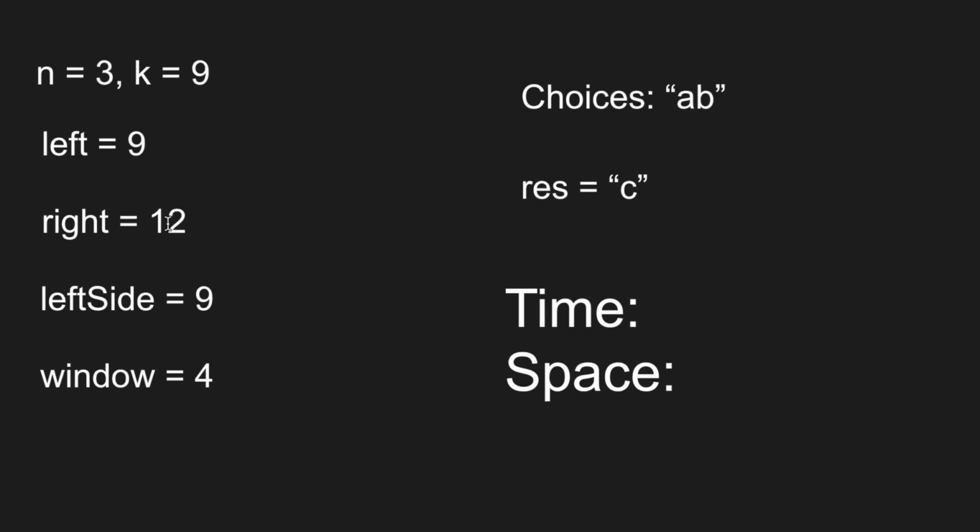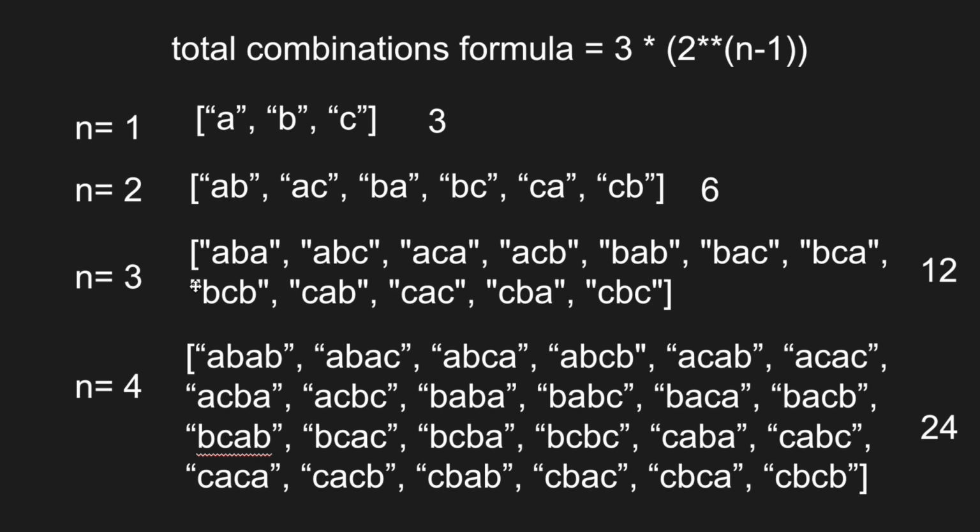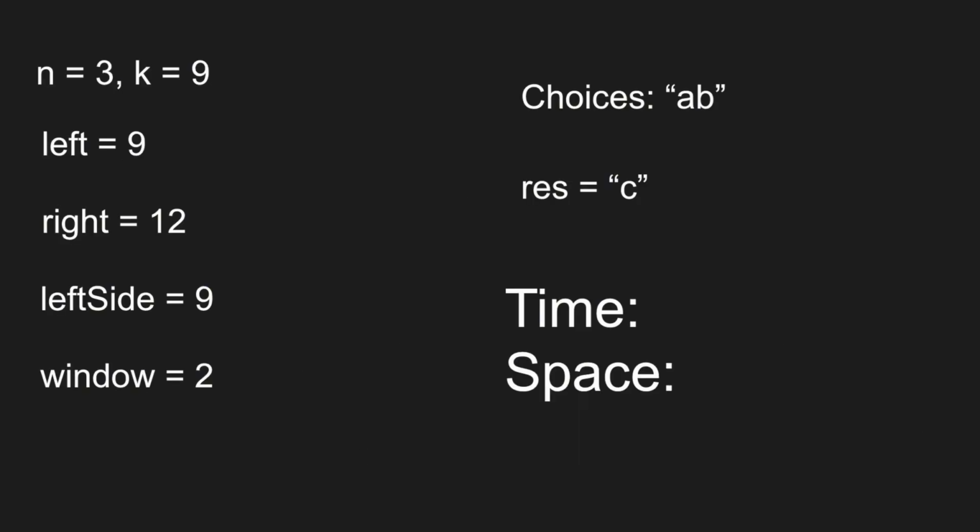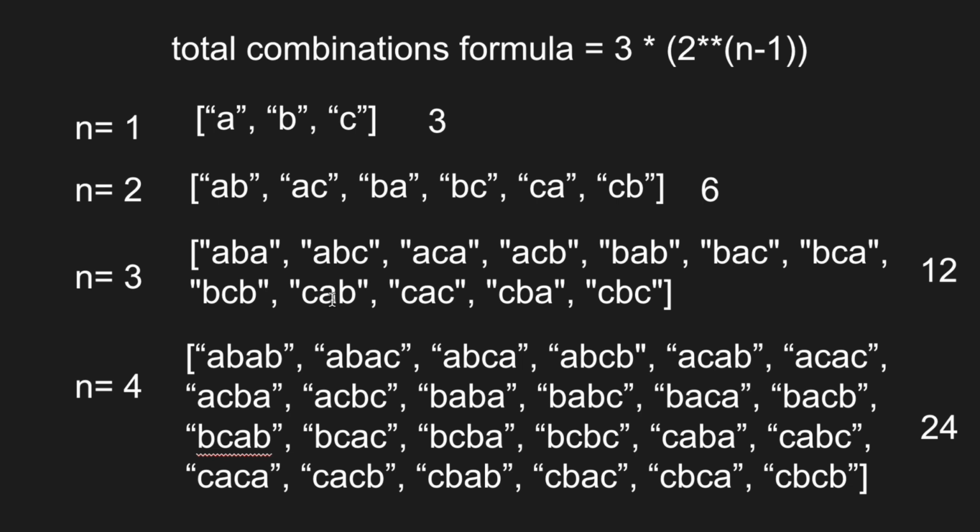So we calculate that by right minus left plus 1 divided by number of choices. So which is 12 minus 9 is 3 plus 1 is 4 divided by 2 choices. So now we only have 2 choices as our window. And as we can see, the window is A or B, or B, C, or C, A, or A. So it does make sense that the second letter is a window of 2. And since K is 9, we look at our second window, which would be A.